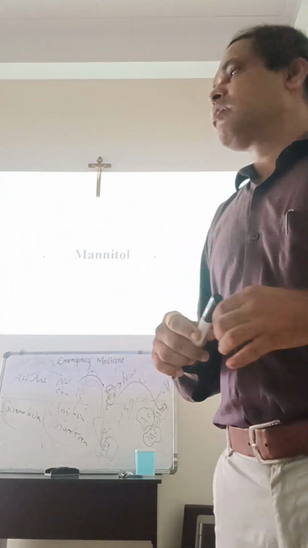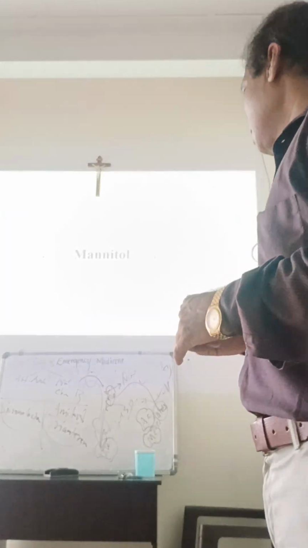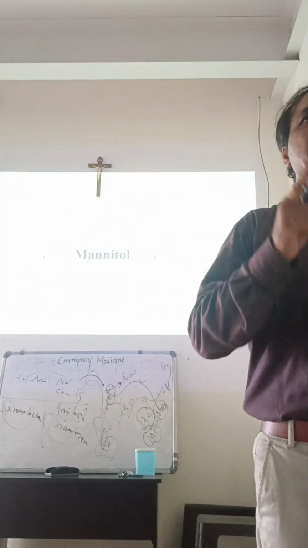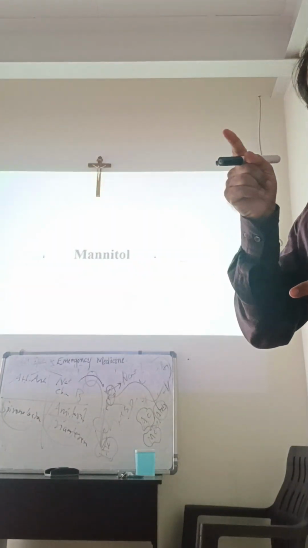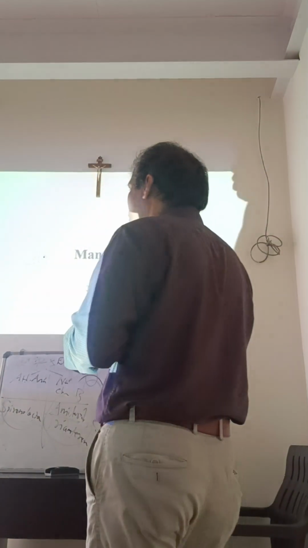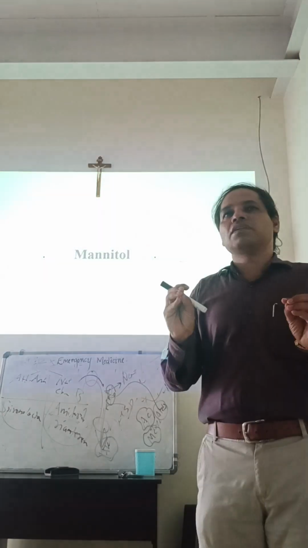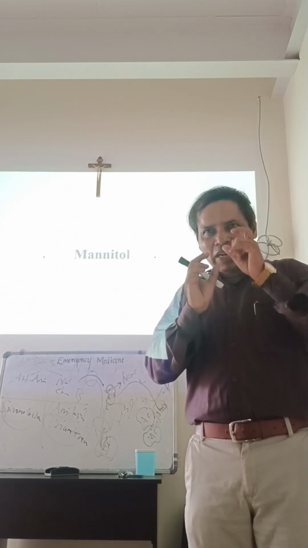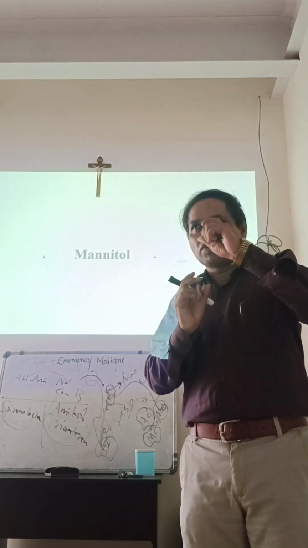Mannitol is a drug that is acting at site number 2. What is site number 2? It is the thin descending limb, where the water gets reabsorbed. That's the only place where the water gets reabsorbed, then the collecting tubule. All other segments of the nephron are water impermeable. Only that small segment of the nephron is water permeable.